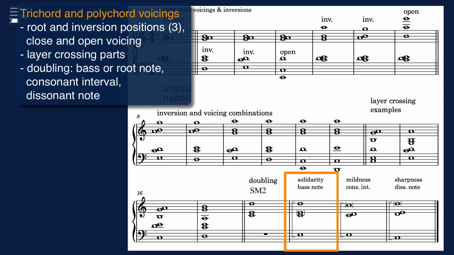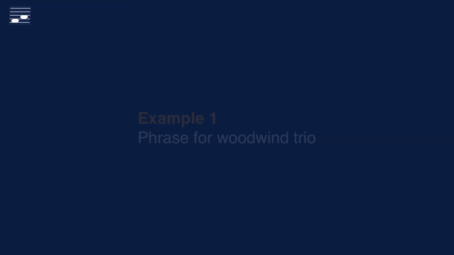When doubling the bass part, Persichetti calls this effect solidarity, by which he means a stronger bass effect, I assume. This voicing has the consonant interval E to C. When doubling this interval, thus with doubled pitch class C, we obtain mildness. If, on the other hand, we double the dissonant note D, the sharpness increases. So not only the voicing itself affects the overall chord tension level, we also have the tool of part doubling. I will use the effect of doubling in the application examples.